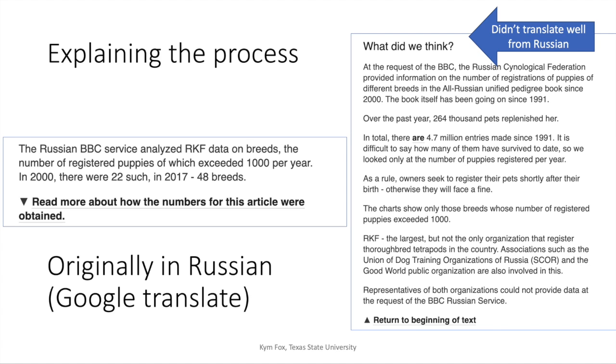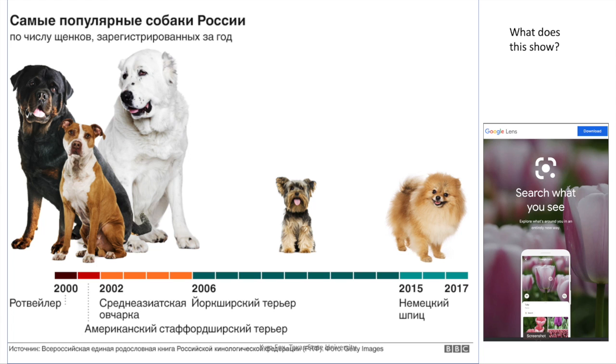And this was originally in Russian, so I did Google Translate on it. I don't think this translated. What did we think? I think it means like, what did we do? How did we do this? So they explained, this is what we did, right? We looked at the data in these ways. It explains what the organization is, that sort of thing.